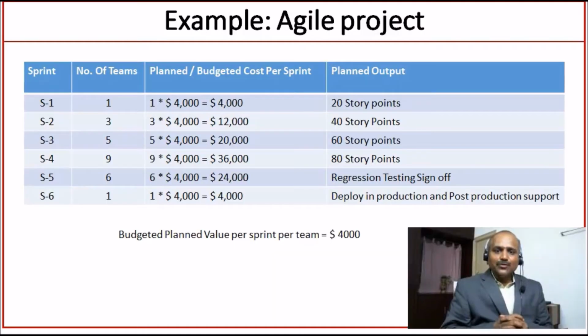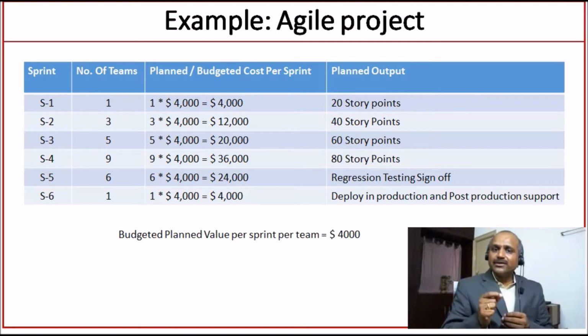In this session, we have taken an Agile project as an example. In our Agile project, in the first sprint, we employed one team. The assumption we made here is, if one team works for one sprint, that is going to cost us $4,000.